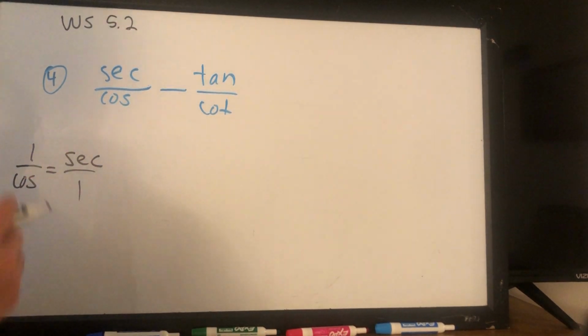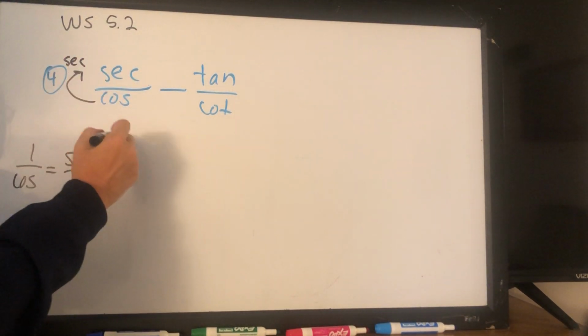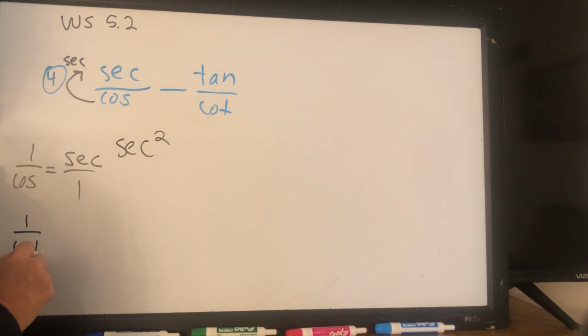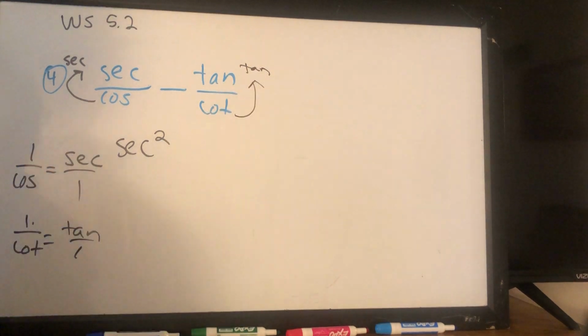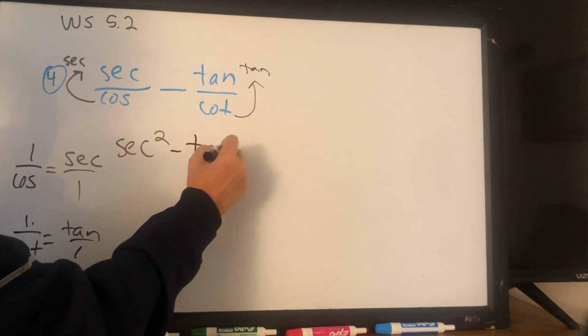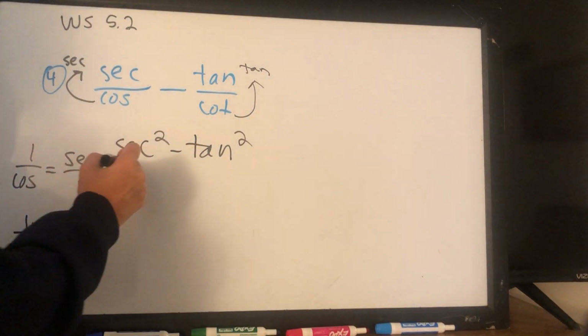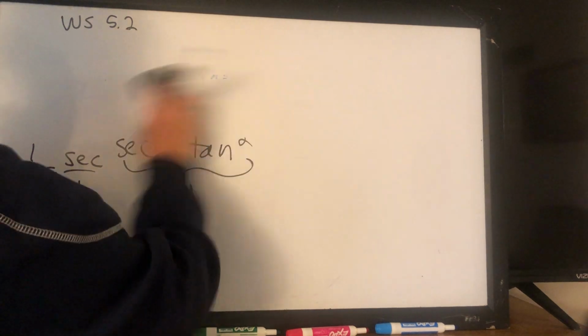So if you guys look at my answer key, I moved this up top and it turned it into a secant. And then you've got secant squared. Cotangent in the bottom, so 1 over cotangent is equal to tangent, which is tangent over 1. Cotangent in the bottom is the same as tangent in the top. Okay? So if you can recognize something like that, sometimes it makes some of these a lot quicker. And that's a Pythagorean identity. Secant squared minus tangent squared is 1. All right.